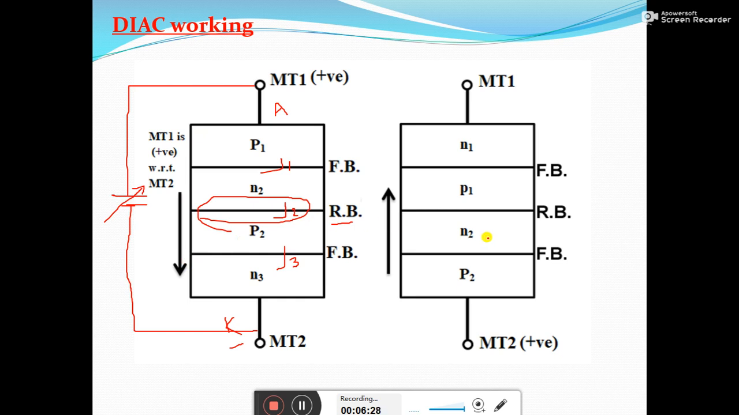Similarly here, we see that MT1 is made negative with respect to MT2. If you apply potential here, again you can see this is like an SCR and is operated in the forward biasing condition. Here the junction J1, J2, J3, the junction J3 and junction J1 both are forward biased and junction J2 is reverse biased.